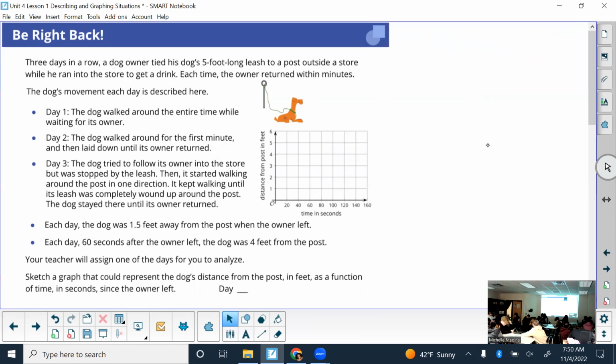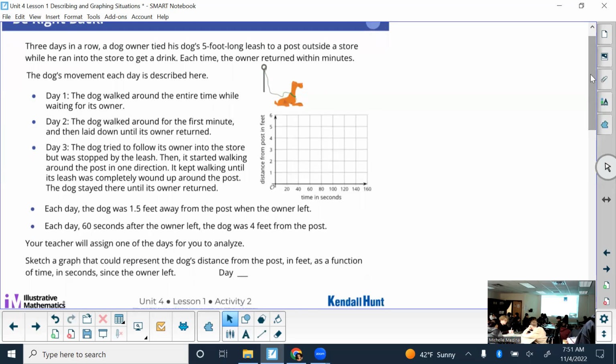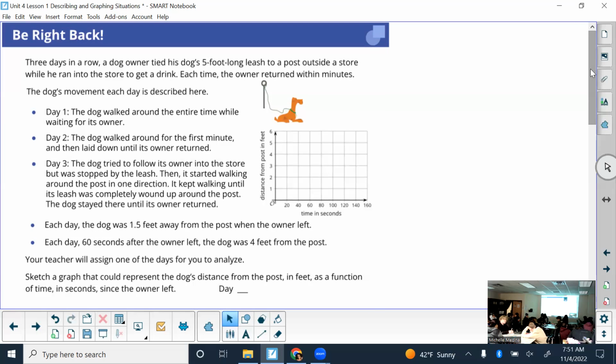So each day the dog was 1.5 feet away from the post when the owner left. Each day, 60 seconds after the owner left, the dog was 4 feet from the post. Your teacher will assign one of the days for you to analyze. Sketch a graph that could represent the dog's distance from the post in feet as a function of time in seconds since the owner left. All right, so lots of words. Hopefully you guys know what's going on. If not, maybe your group can figure it out.